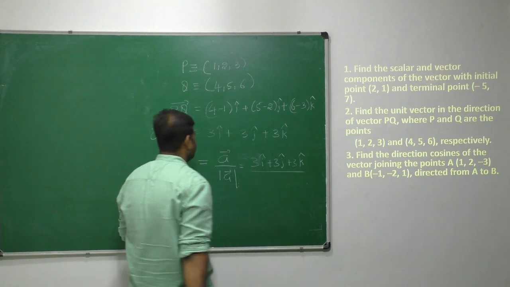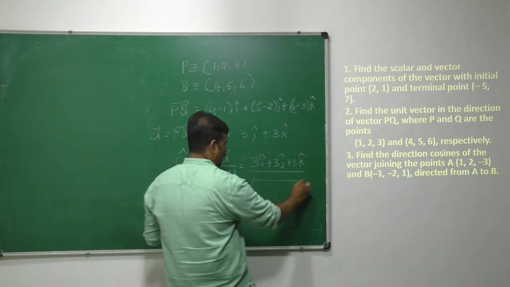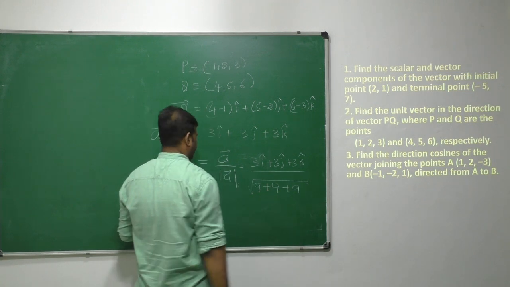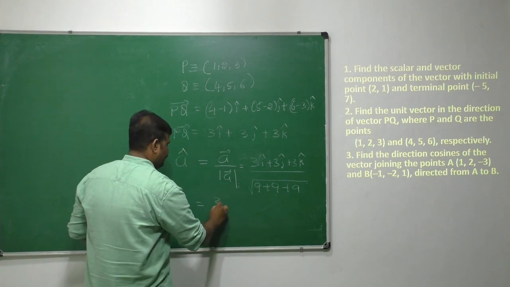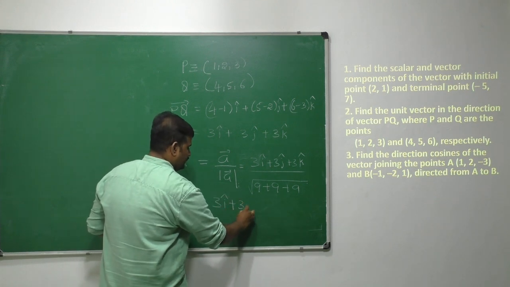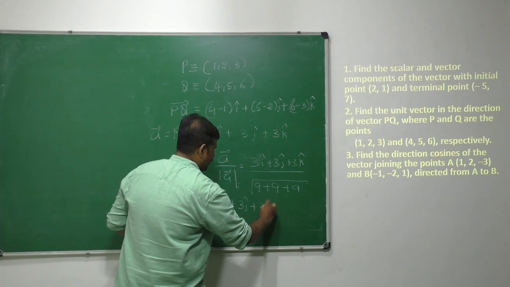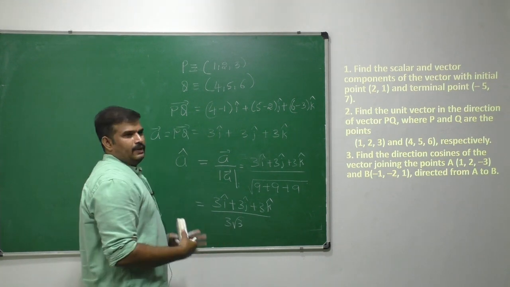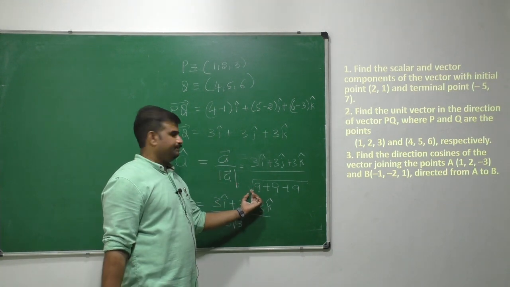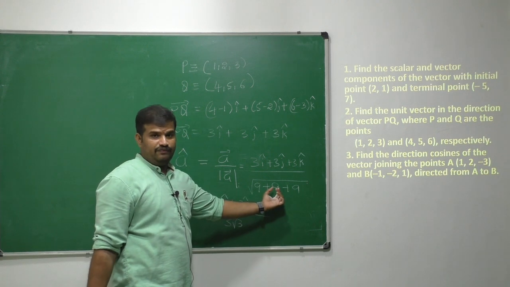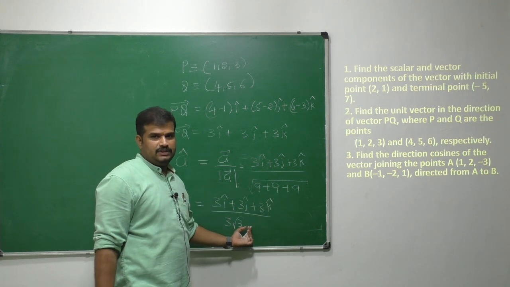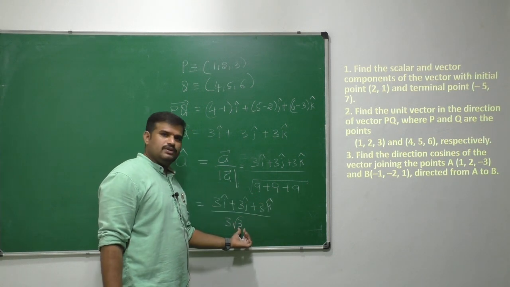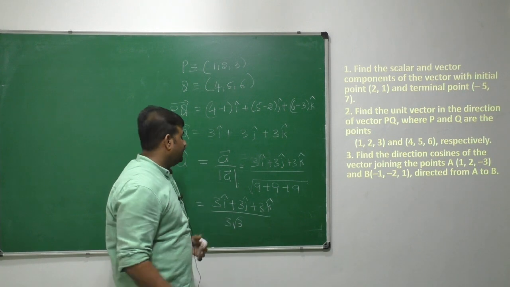What is the magnitude of this? The magnitude is square root of 3 square plus 3 square plus 3 square, that is 9 plus 9 plus 9. 9 plus 9 is 18, plus 9 is 27. So the square root of 27 is 3 root 3.